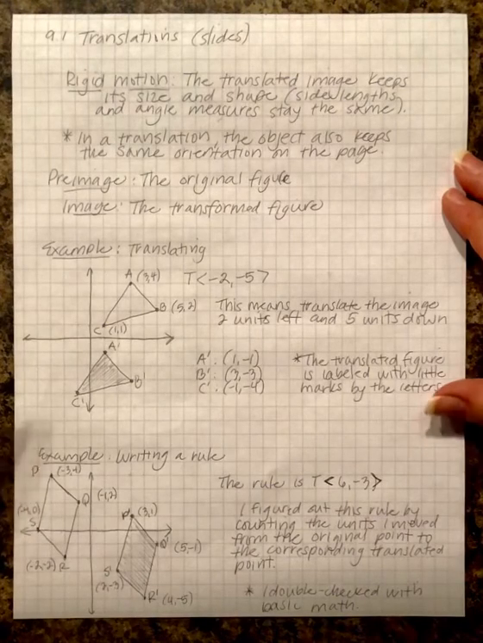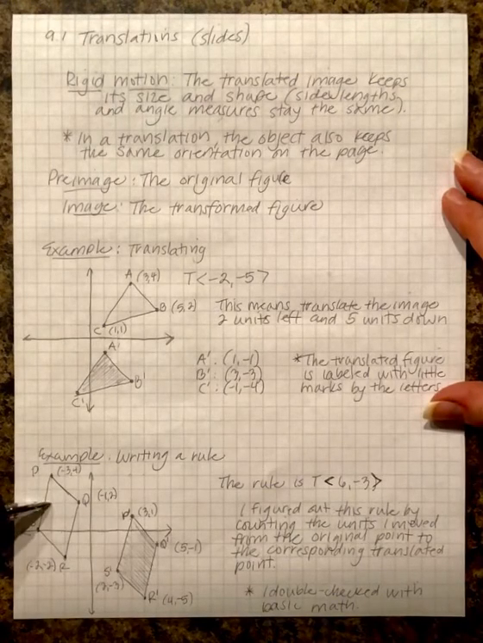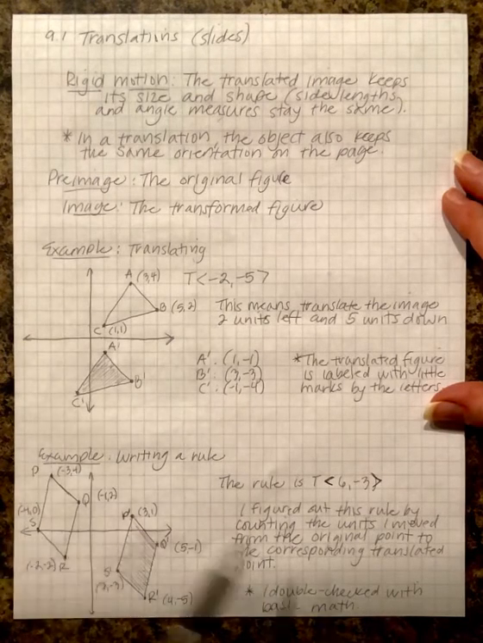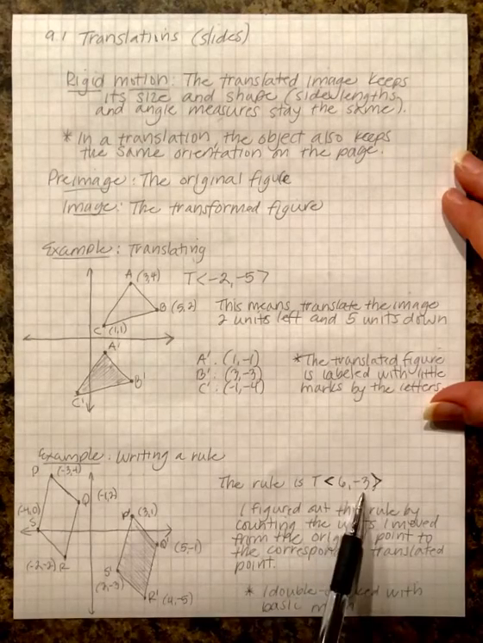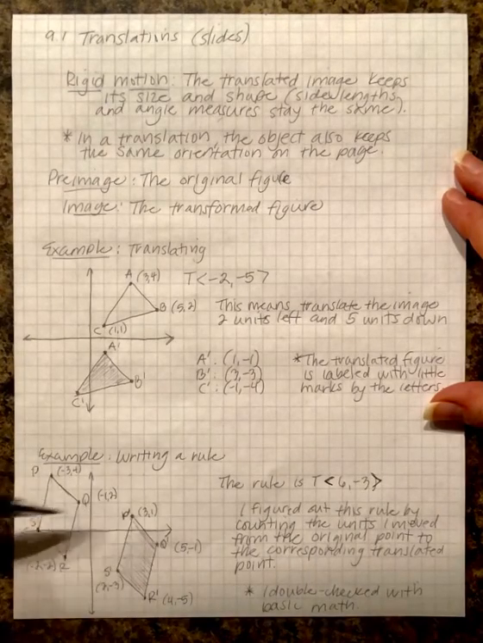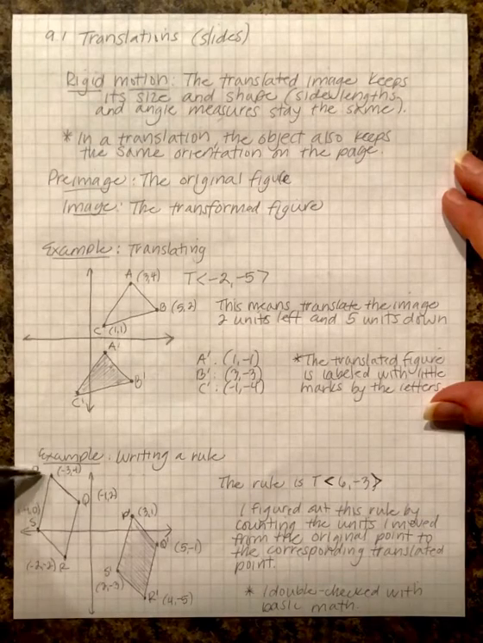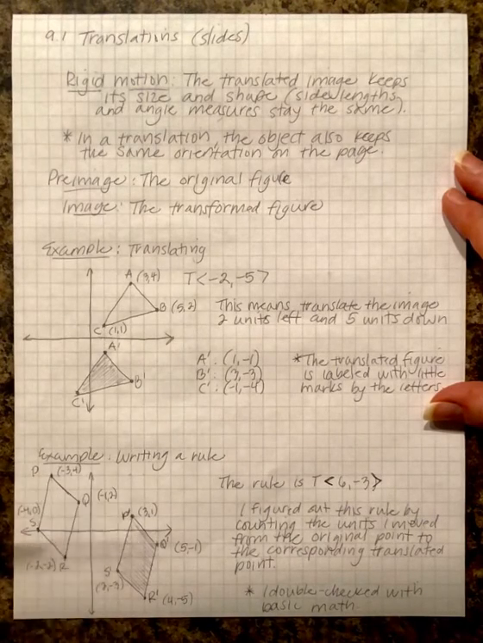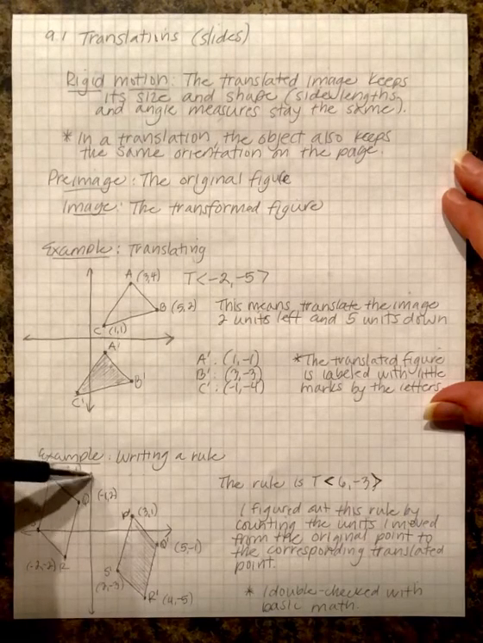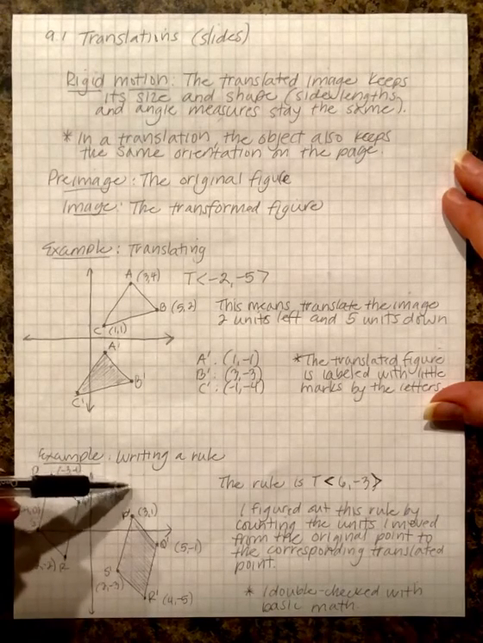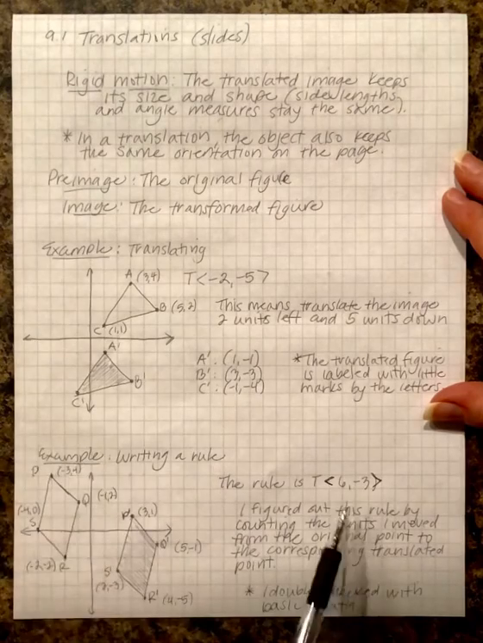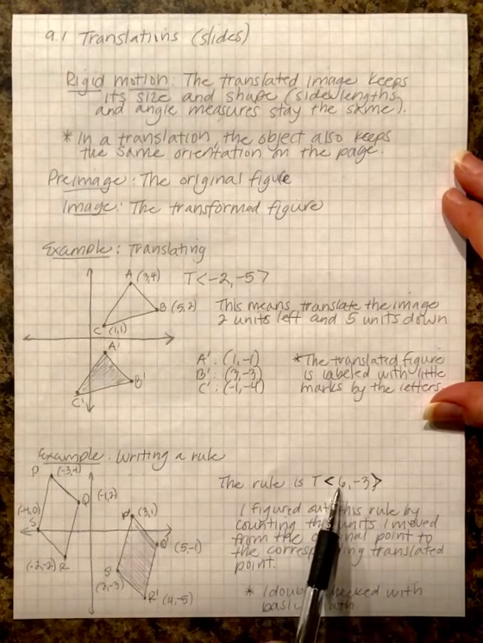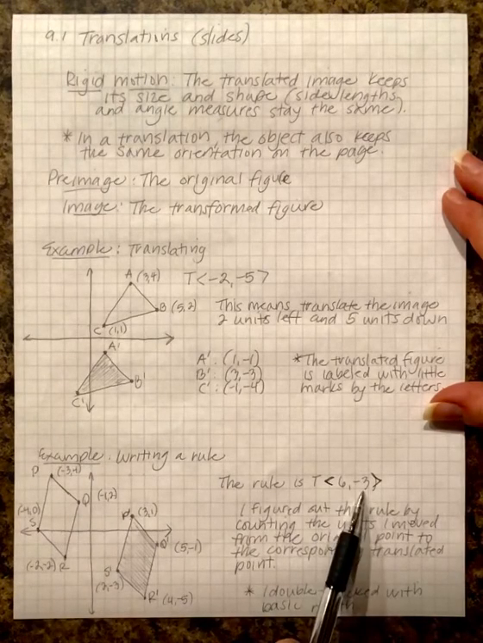The flip side of that is if you're given a pre-image and an image, the translation's already been done, you have to figure out what the rule is. So for this, the rule was 6, -3. And I just figured that out again by counting. So I'm counting from P to P prime, the translated figure. 1, 2, 3, 4, 5, 6, 1, 2, 3. So again, I went to the right 6, which is positive, and down 3, which is negative.